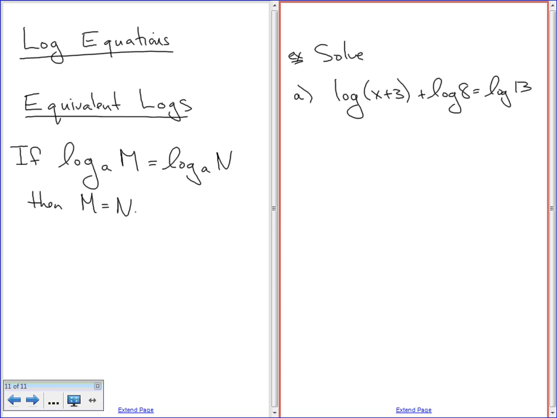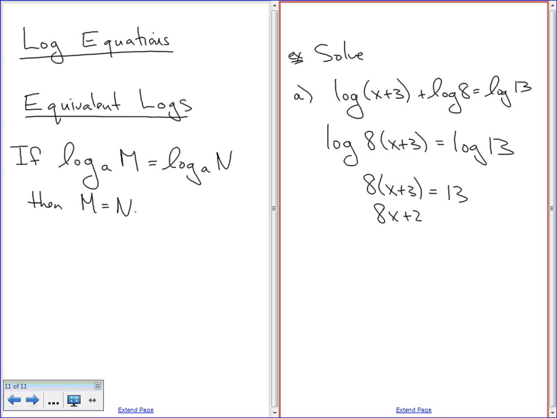Okay? So this one here, the log of x plus 3 plus the log of 8, can be written as the log of 8 times x plus 3, but it just looks nicer if I put the 8 in front. That's using the first law of logarithms, and that's equal to the log of 13. So now we're going to use the fact of equivalent logarithms. If the log of 8 times x plus 3 is equal to the log of 13, then I can say 8 times x plus 3 must be equal to 13. And that now allows me to solve for my x.